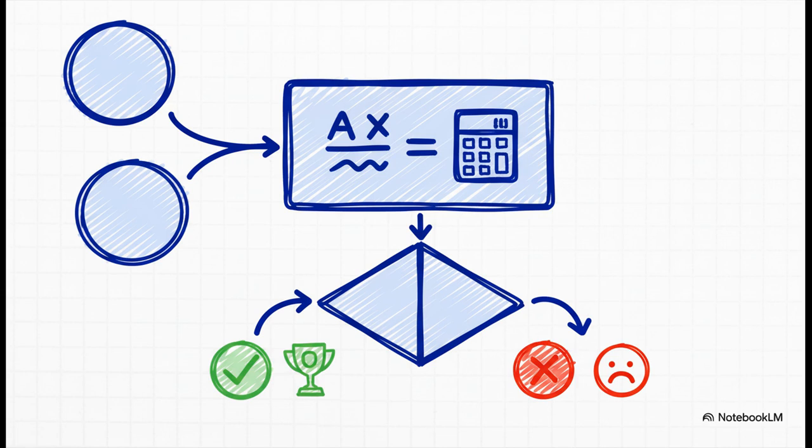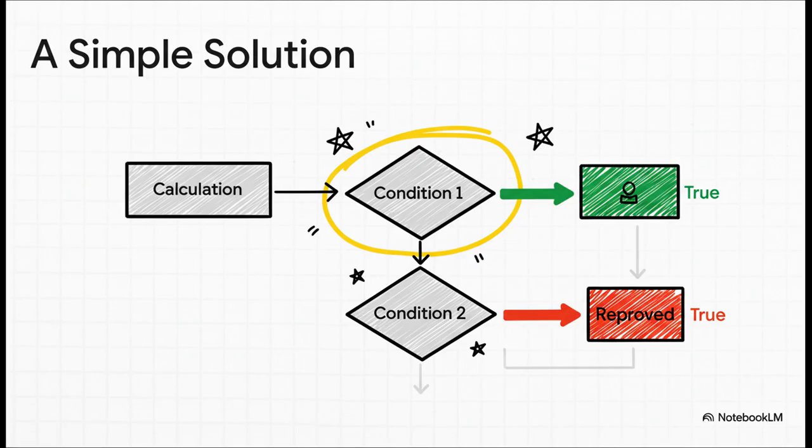All right, let's make this real with a classic problem. We need to build an algorithm that takes two grades, calculates the average, and then decides if a student is approved or reproved. And let's say the passing grade is a 7. So how would you actually build this with the tools we have so far? Well, one way to do it is with two separate simple conditionals. First, the algorithm calculates the average, which we're calling M. Then it asks the first question, is M greater than or equal to 7? If that's true, it prints approved. Okay, great. Then it moves on and asks a second question, is M less than 7? And if that's true, it prints reproved.